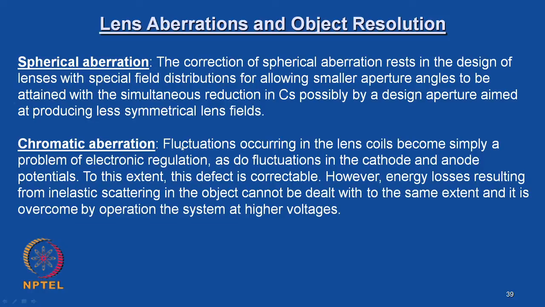And chromatic aberration, which is caused by the fluctuations occurring in the lens coils, becomes simply a problem of electronic regulation, as do fluctuations in the cathode and anode potentials. To this extent, this defect is correctable. However, the energy losses resulting from the inelastic scattering in the object cannot be dealt with to the same extent, and it is overcome by operating the system at higher voltages.